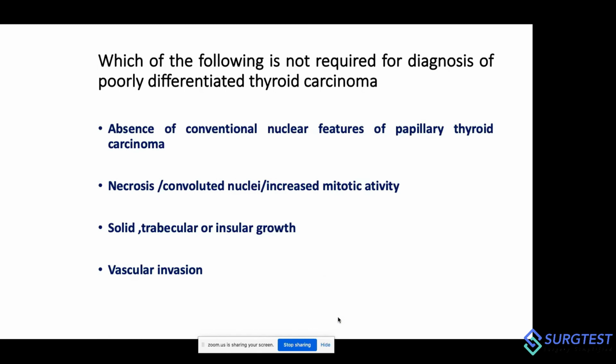If you remember Turin's criteria, there were 3 points in the Turin's criteria. Most important is the absence of the papillary nuclear features.